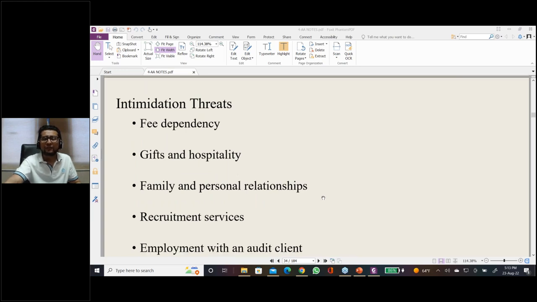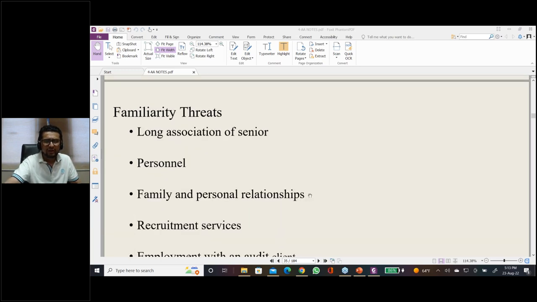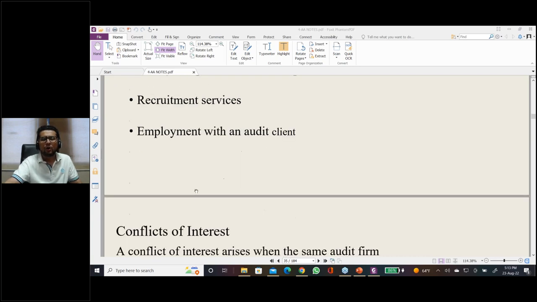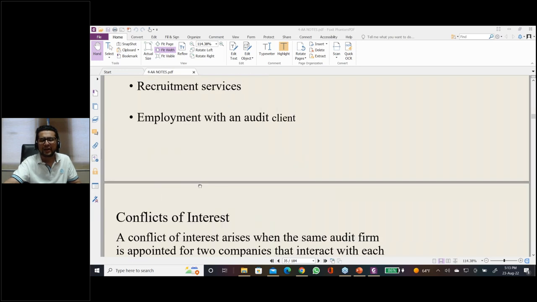Intimidation threat: if your client knows you are financially dependent on them, they will try to abuse the situation. If the client is offering you gifts and hospitality, they will expect some favor from you in return. So this could lead to an intimidation threat. Family and personal relationships could come in between your professional work, and they could create unusual pressure for you. This could be an example of an intimidation threat as well. So long association of senior personnel, family and personal relationships all create a familiarity threat.